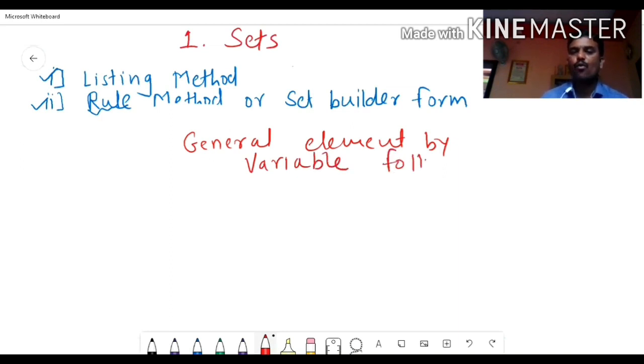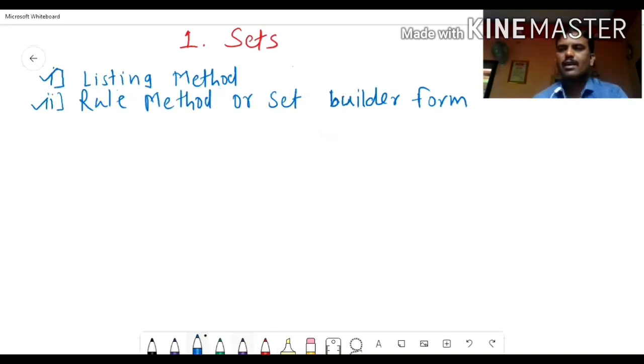followed by a vertical line, or it is also called a colon. We are taking some examples to explain what is meant by the rule method or set builder form. So I'm going to take some examples.